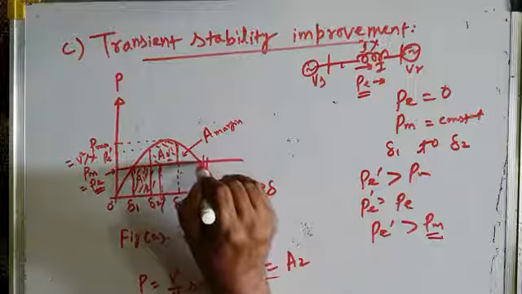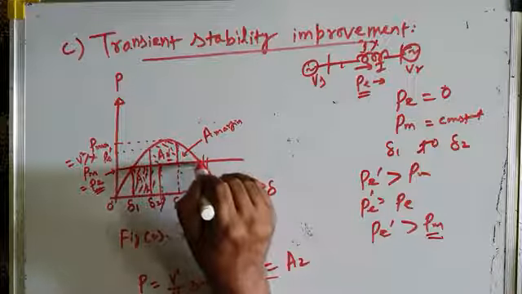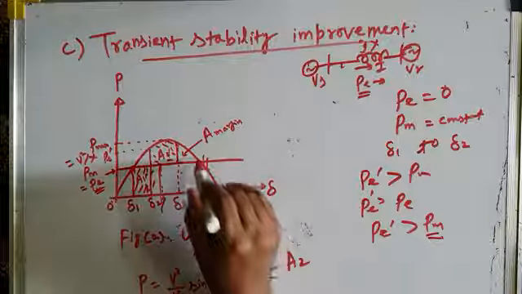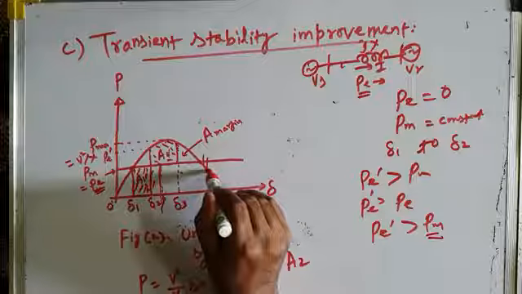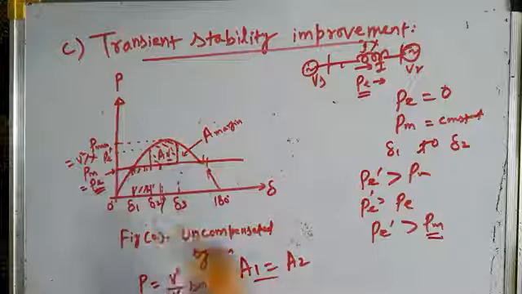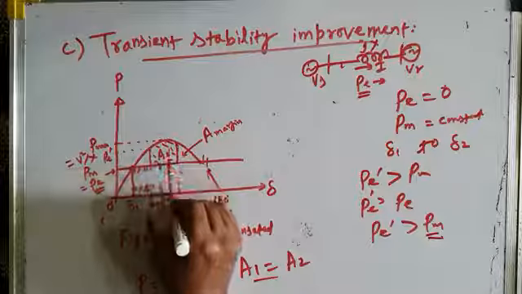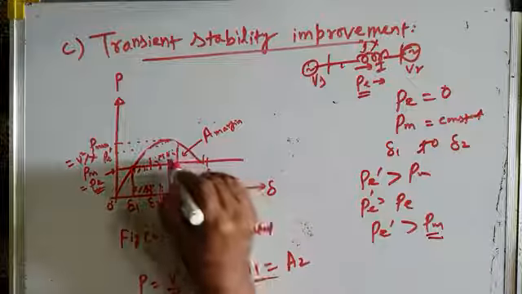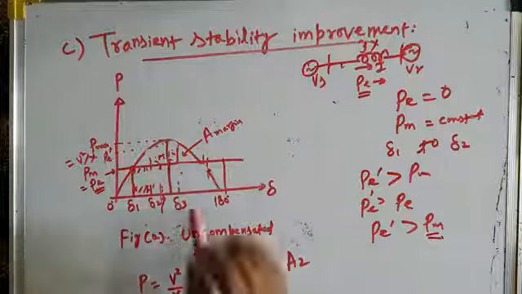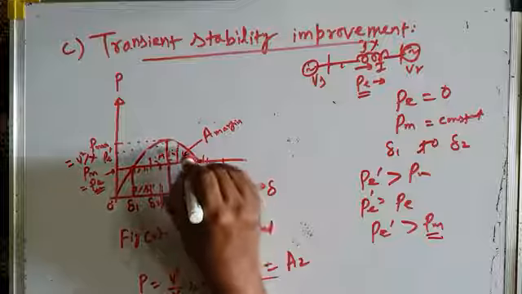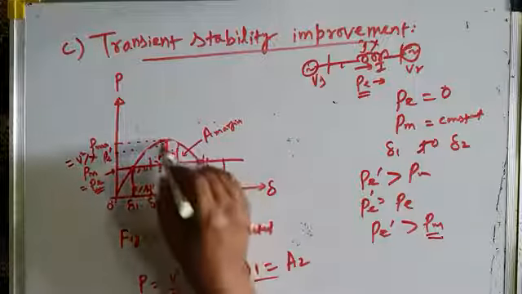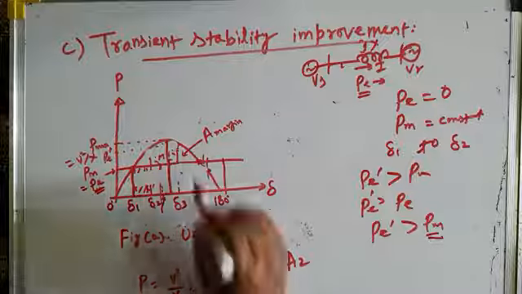And beyond this point, what happens? The electrical power output decreases. That means if, for example, the situation is like this, if this represents the accelerating area, your decelerating area should be from this to this, but this is unstable. Your decelerating area can be only up to this, when this line touches your power angle characteristic. It cannot be below this.